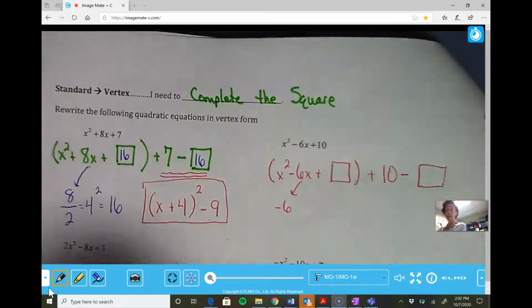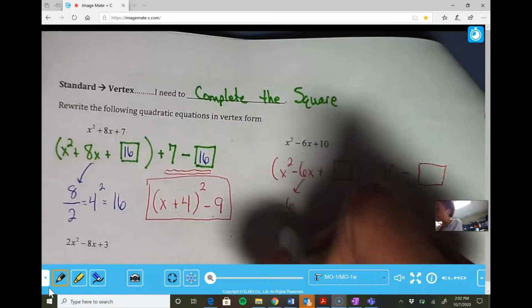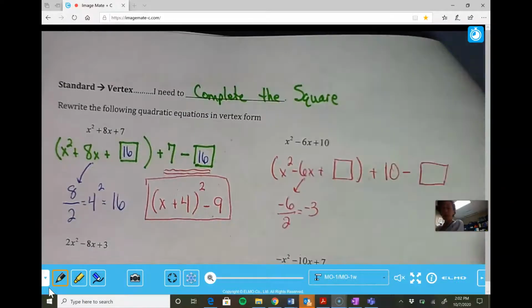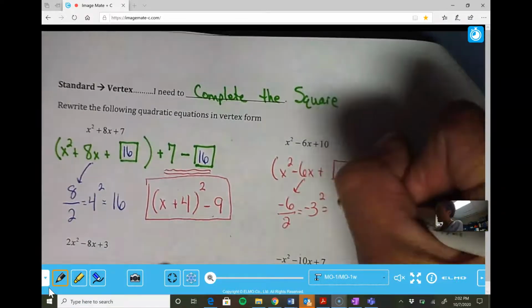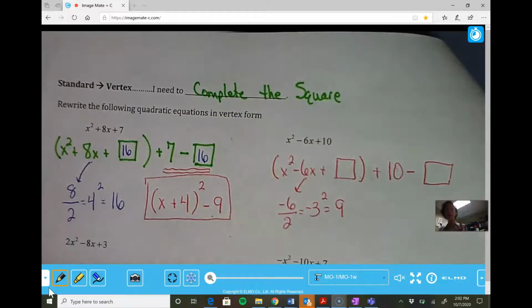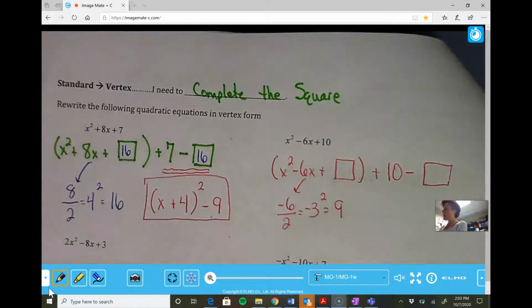So I'm going to take -6, divide it in 2, which is -3, and then square it, so -3 times -3 is 9. And do not use your calculator to square -3. Just do that in your head, because if you don't type it in correctly, it will give you -9 instead of 9, and that's not something I'm going to go into in this video.